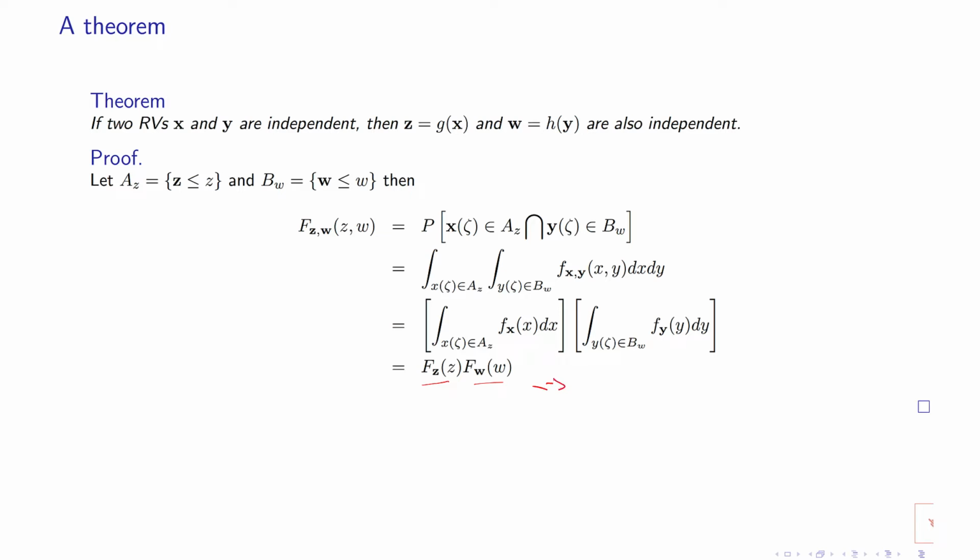Therefore, you could say that this is valid for a pair of z and w, and this is valid for all z and for all w. Therefore, they are independent, and the proof is complete.